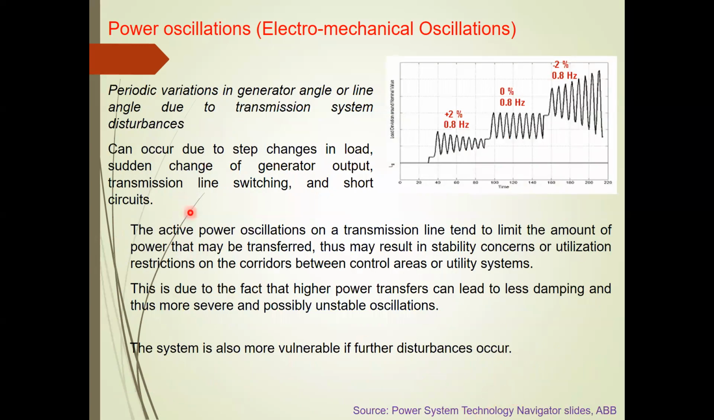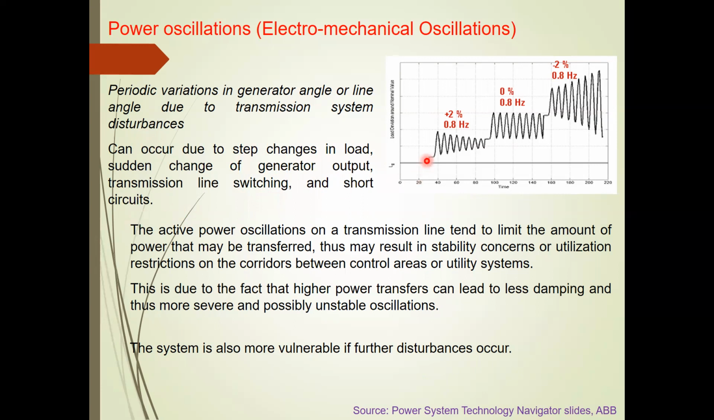So then going further, there could be periodic variations in the generator angle, or you can say the bus angle in the network. This can occur because of changes in the load, step changes in the load, or maybe some sudden change in the generator output, or maybe the line switching, or even a short circuit fault here.